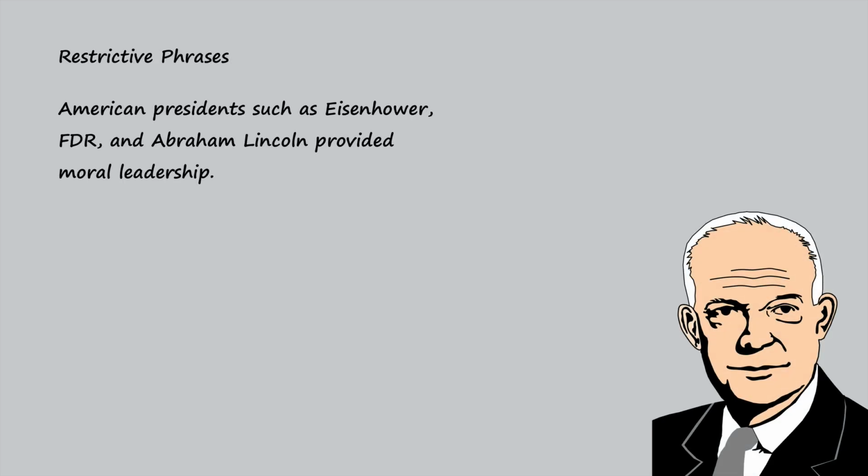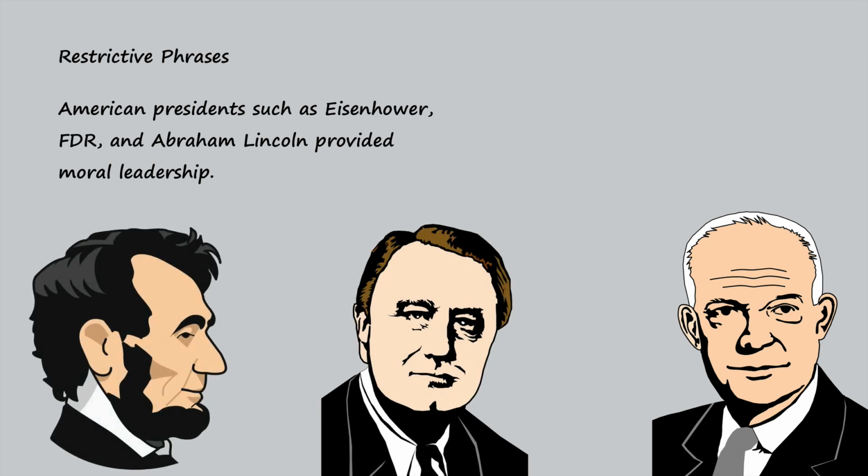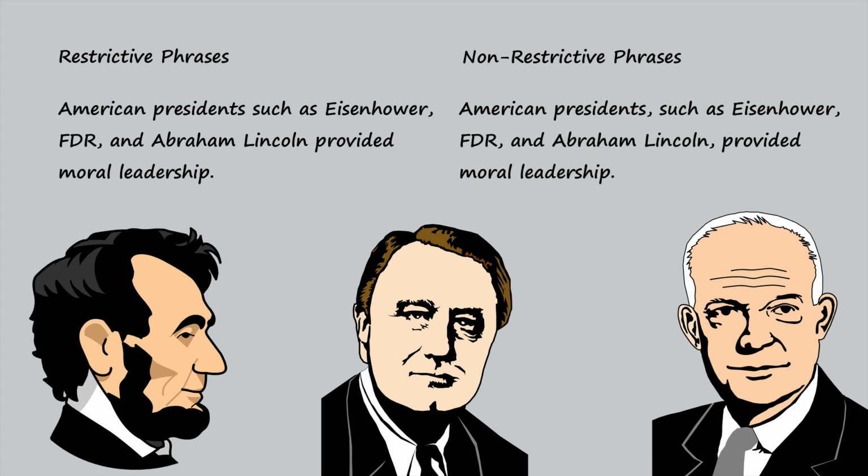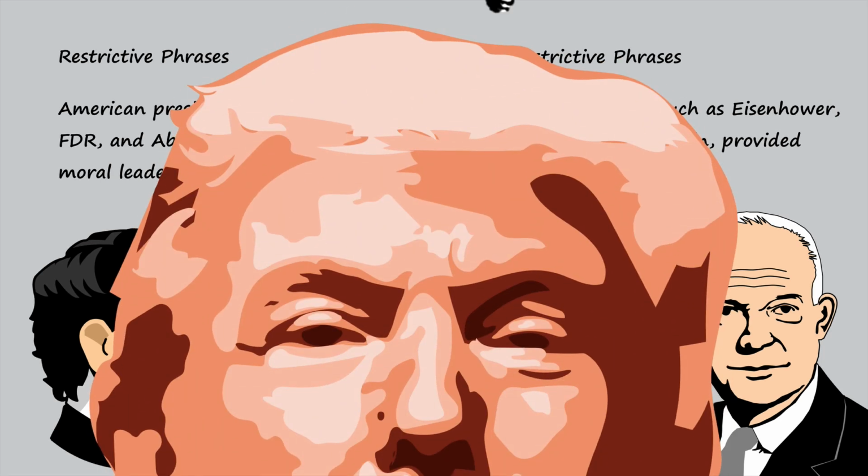Here's another example. In the restrictive phrase, American presidents such as Eisenhower, FDR, and Abraham Lincoln provided moral leadership. We only claim that these three presidents provided moral leadership. If this sentence were non-restrictive, it would mean that all other presidents, in addition to these three, have provided moral leadership, which, so far, at least one president has failed to do.